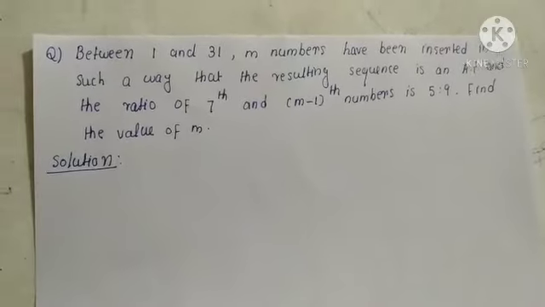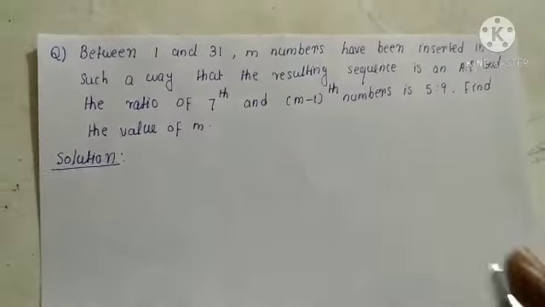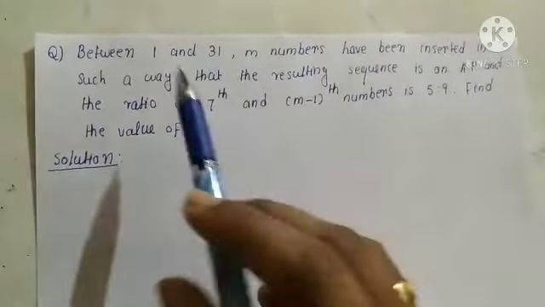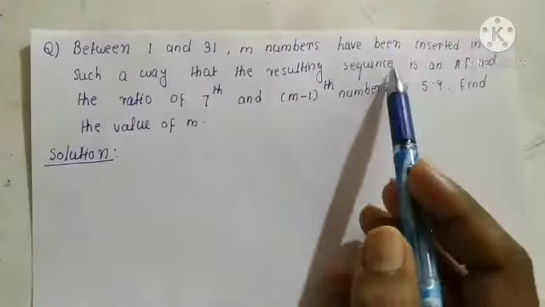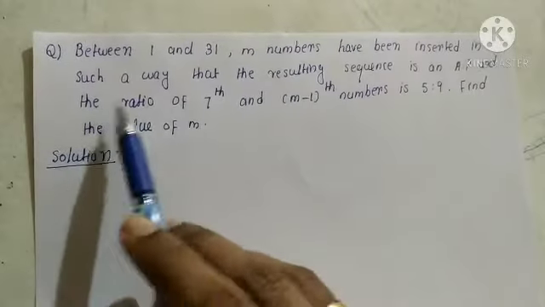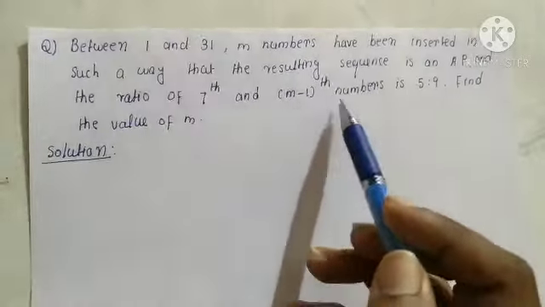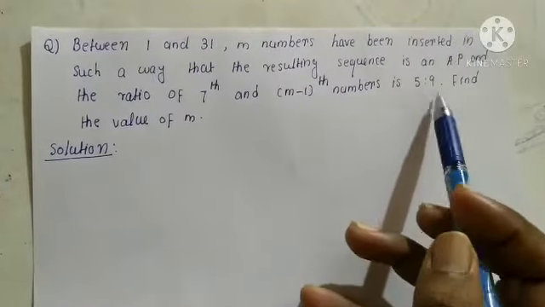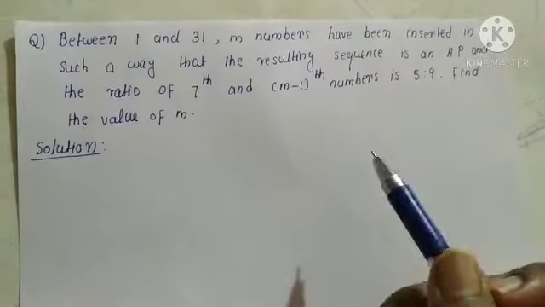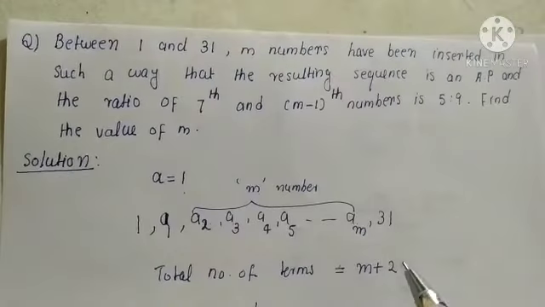In this question, between 1 and 31, m numbers have been inserted in such a way that the resulting sequence is an AP and the ratio of the 7th and (m minus 1)th number is 5:9. Find the value of m.